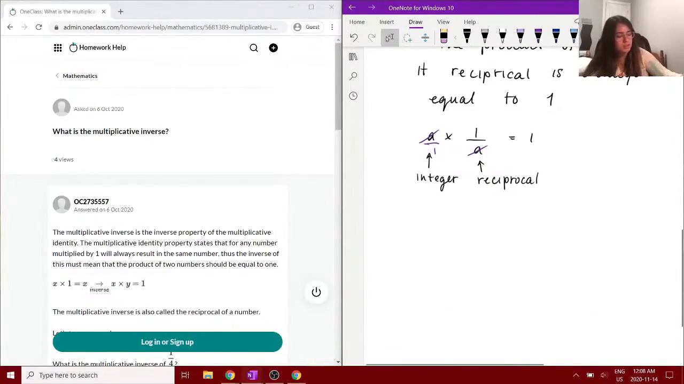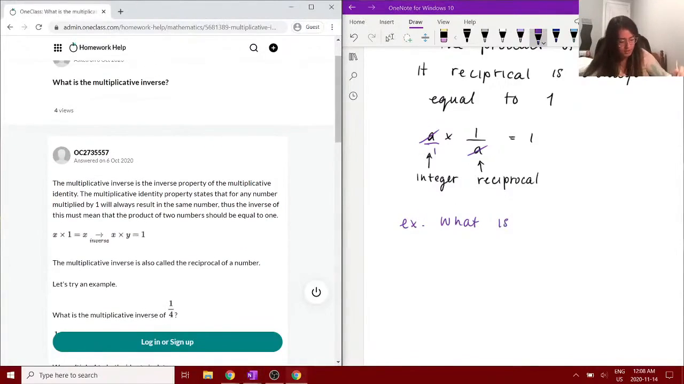So let's look at an example here. This is an example asking us, what is the multiplicative inverse of 1/4, or 1 over 4? Okay, that's the question.